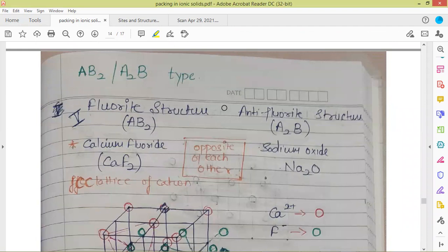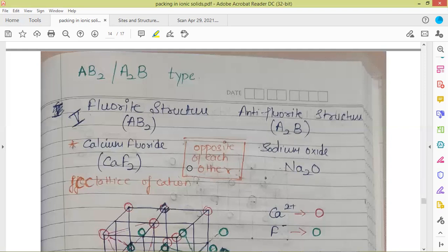Next we have the second type, that is AB2 type or A2B type. By AB2 we mean that there are two anions for a single cation, and by A2B we mean that two cations are there for a single anion. First we are going to discuss the example of AB2, that is the fluorite structure. AB2 type is the fluorite structure, and for A2B it is the anti-fluorite structure. The example is calcium fluoride, CaF2, for AB2, and for A2B it is Na2O, that is sodium oxide.